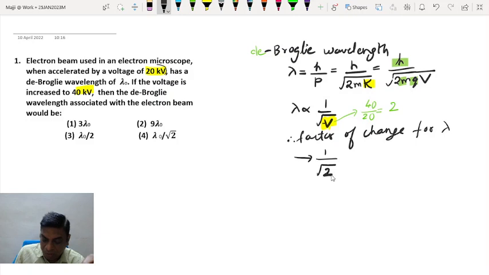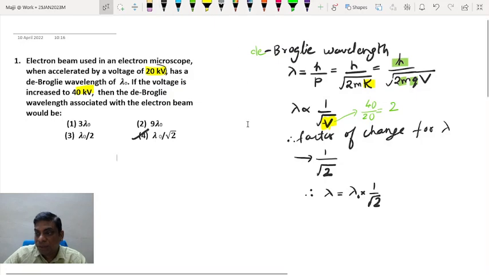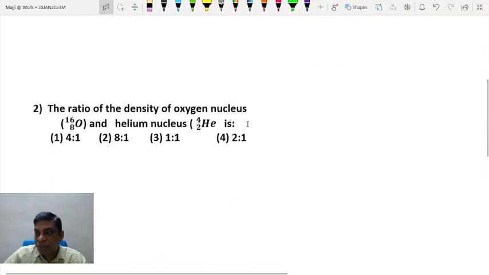So I'll put 2 here. So the factor of change of lambda is this. That means the new lambda is the original lambda into the factor of change. So the correct option is the fourth option. Okay. Then let us move to the next question.